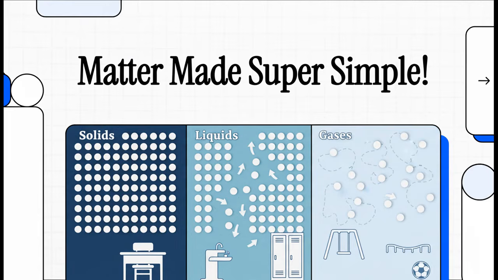Today, we are going to absolutely master Chapter 7, all about matter. Ready to score full marks?